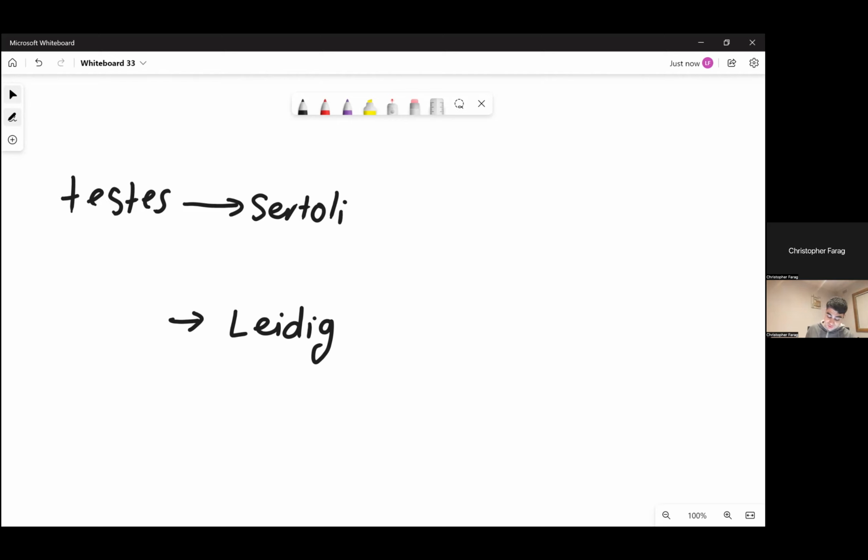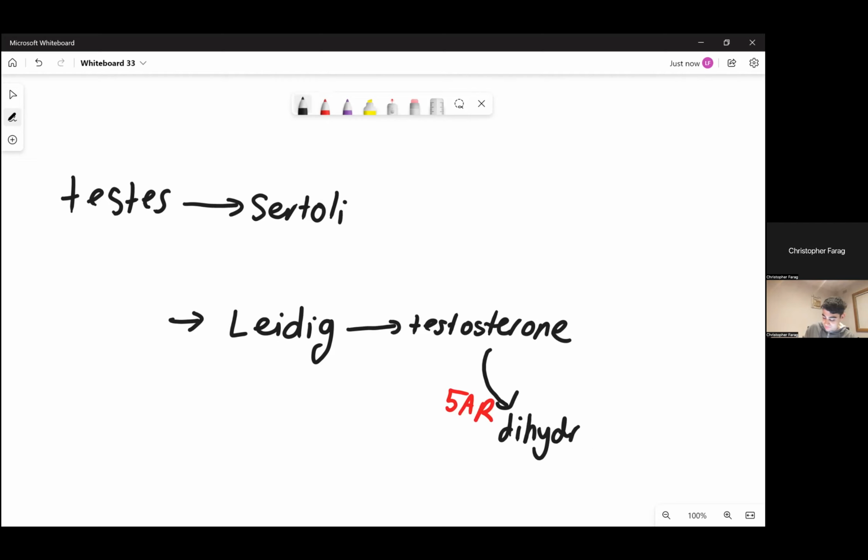So the Leydig cells, what happens? We have testosterone being produced. Okay. And we actually have a little bioreaction going on too, right? Testosterone in the presence of 5-alpha reductase, an enzyme, will form dihydrotestosterone, okay, which is about 30 to 50 times more potent than testosterone itself, okay?